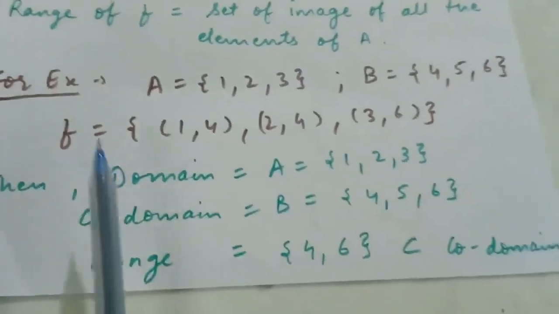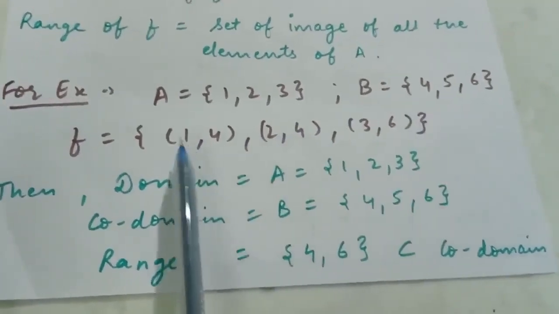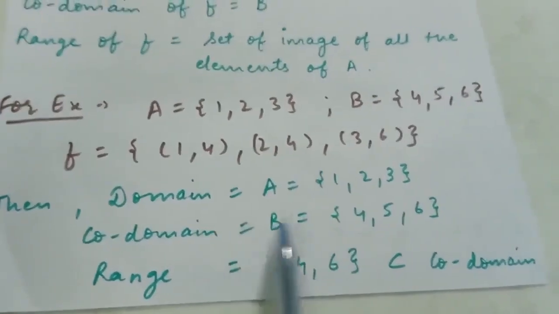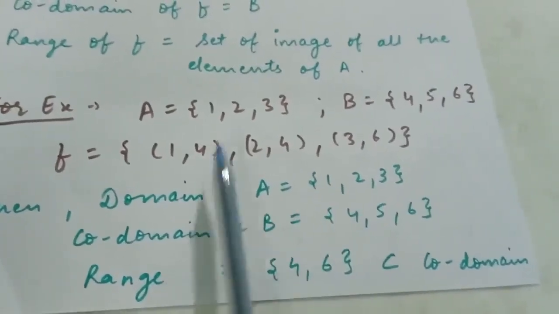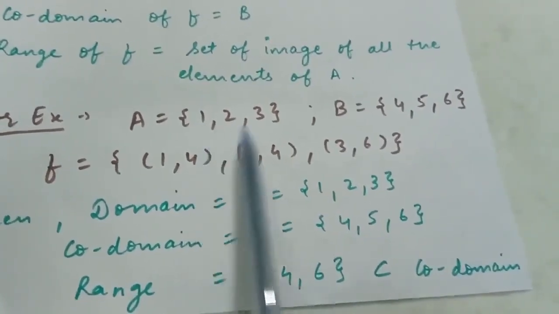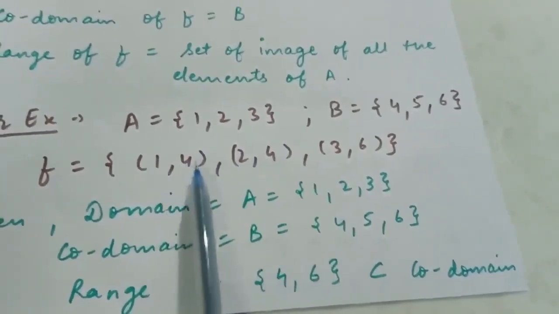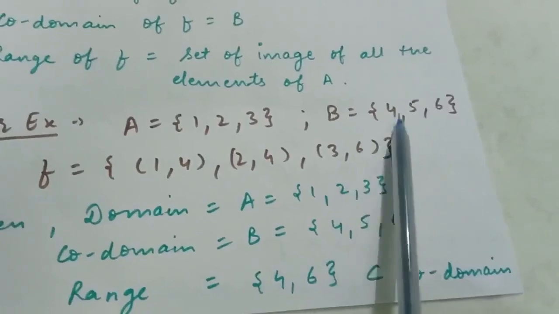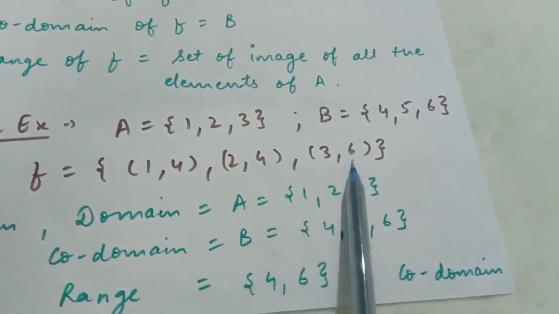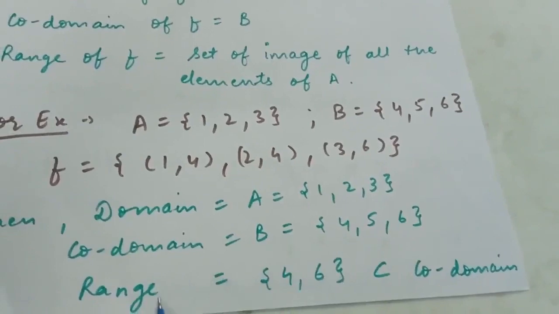Let's take an example to understand this. For example, A set is this, B set is this, and the function is given as this. So the domain will be the complete set A, the codomain will be the complete set B, and what is the range? Range is the set of images of the elements of A. A के elements क्या हैं? 1, 2, 3. Images of A elements are 4 and 6. 5 is not the image of any element, as 1 and 2 have image 4 and 3 has image 6. So the set of the images, that is 4 and 6, is known as range.